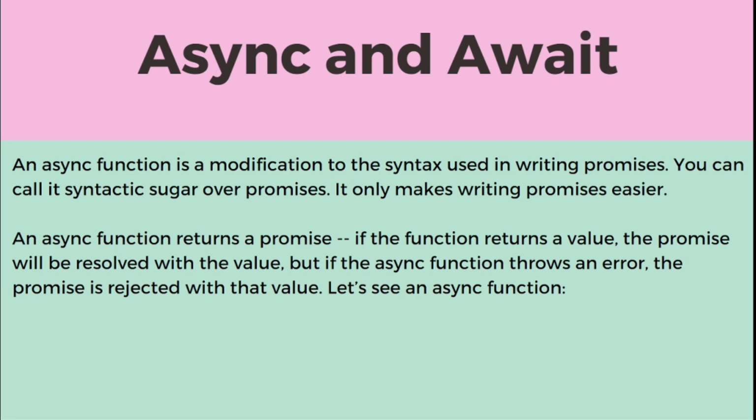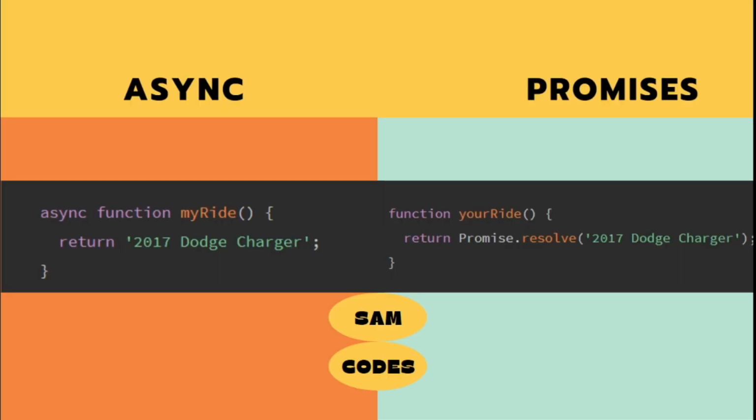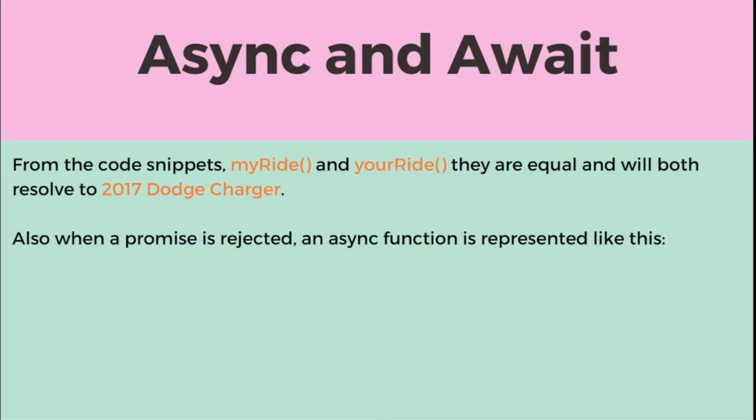Now let's see an async function. We can see it right here. We have an async function and we have a promise function, and you can see the similarities and the differences. In the promise, we have the keyword promise. We also have resolve. But in the async, you can see we have the keyword async, and that is before the function keyword and also the function name. And we just use return. So you can see the differences right here. From the code snippets, myRight and yourRight are equal and will both resolve to 2017 Dodge Charger.